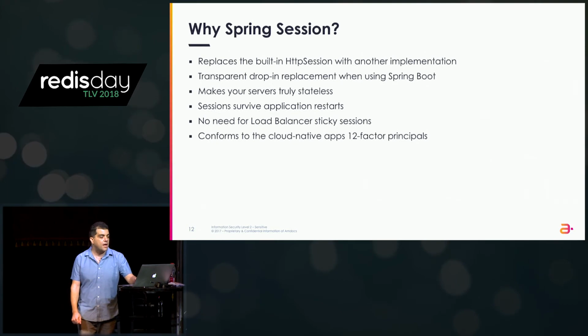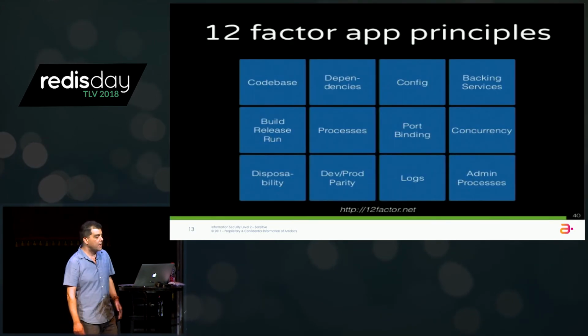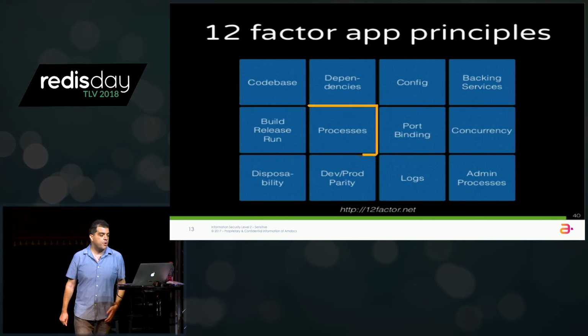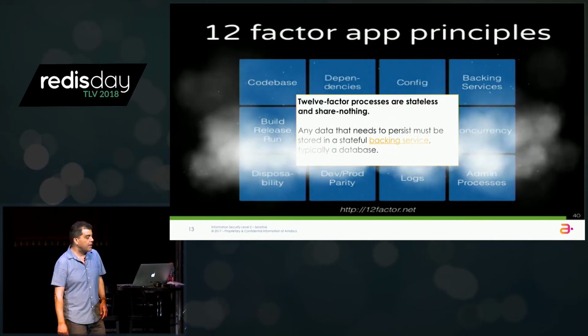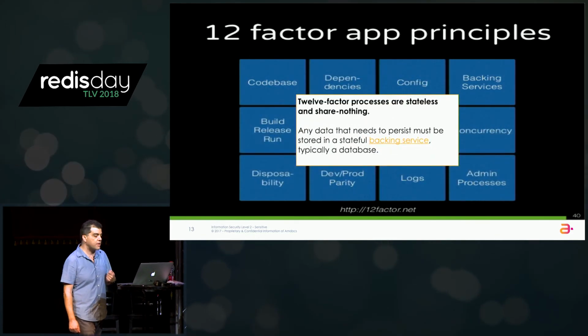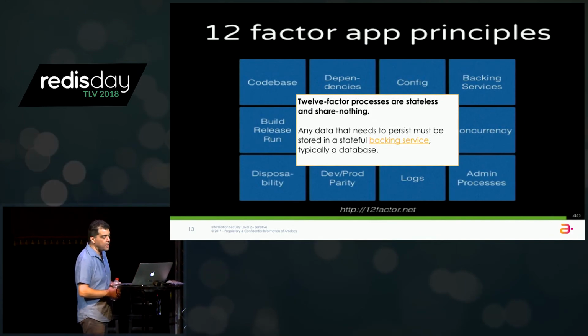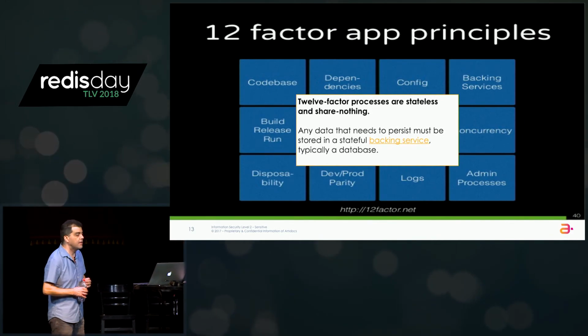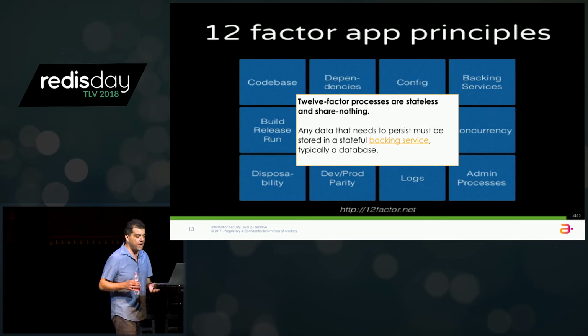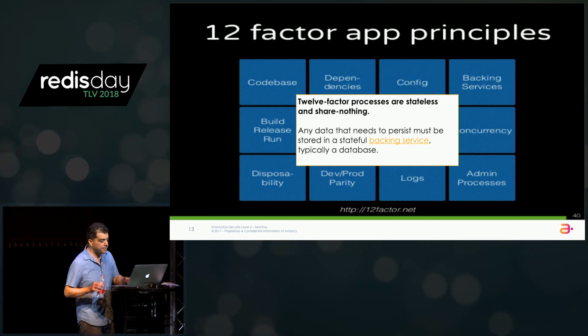And it follows the cloud-native 12-factor principles, specifically principle number 6, that says that a 12-factor process must be stateless and share nothing, and any stateful data, like session state, must be externalized to a backend service, usually a database.